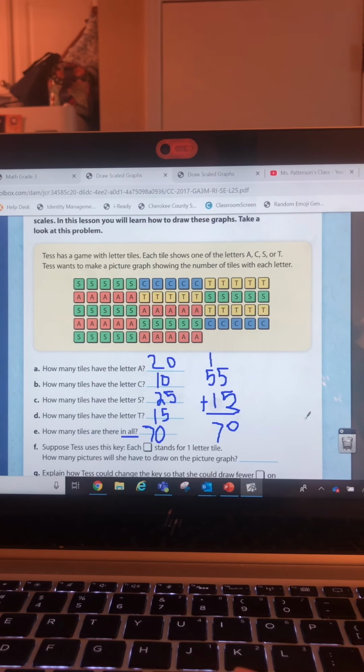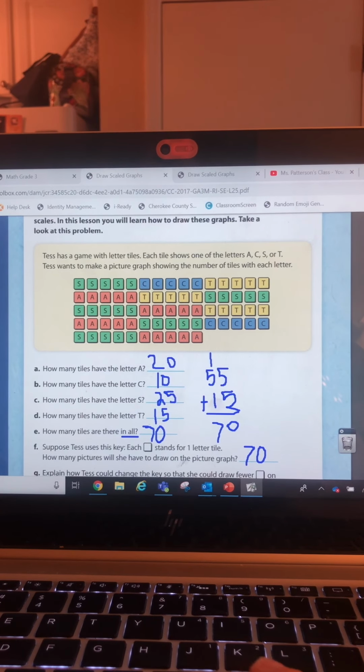Right. Now suppose that Tess uses this key that each box stands for one letter tile. How many pictures will she have to draw on the picture graph? Now, if each of these squares stands for 1, how many pictures is she going to have to draw? She's going to have to draw 70 pictures if each one of those stands for 1.